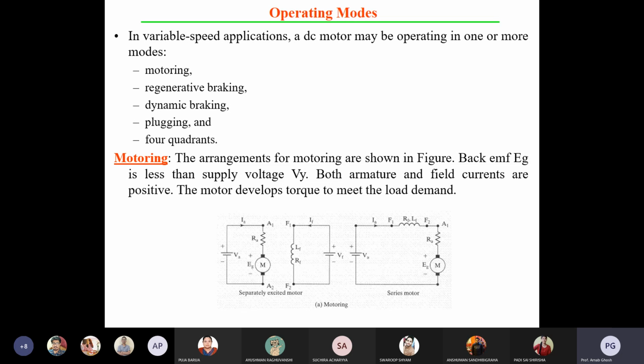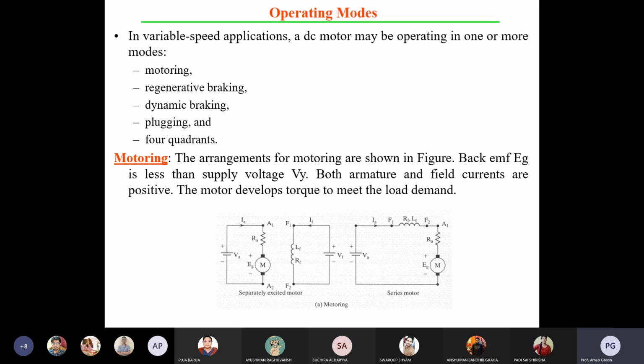Suppose you consider clockwise rotation as the motoring condition and anti-clockwise rotation as the generating condition, with the positive configuration as per your convention. What you consider is up to you, and based on that reference you can define whether it is motoring mode or braking mode. Braking mode may be dynamic braking, regenerative braking, or plugging. These are only their zones of operation in different quadrants.